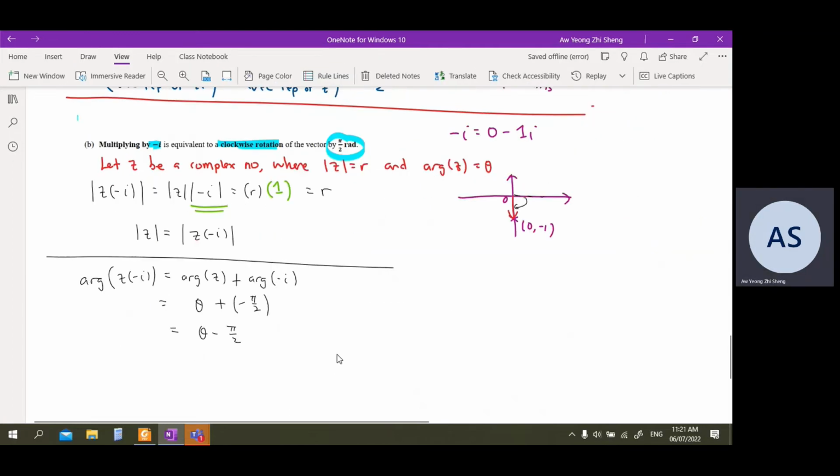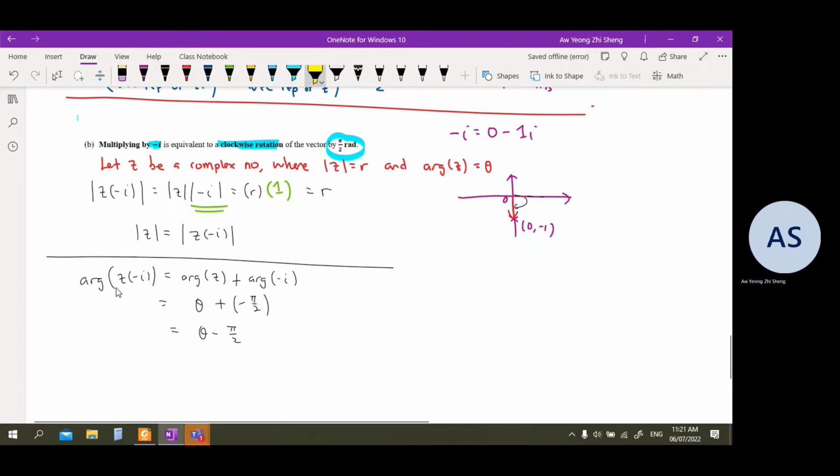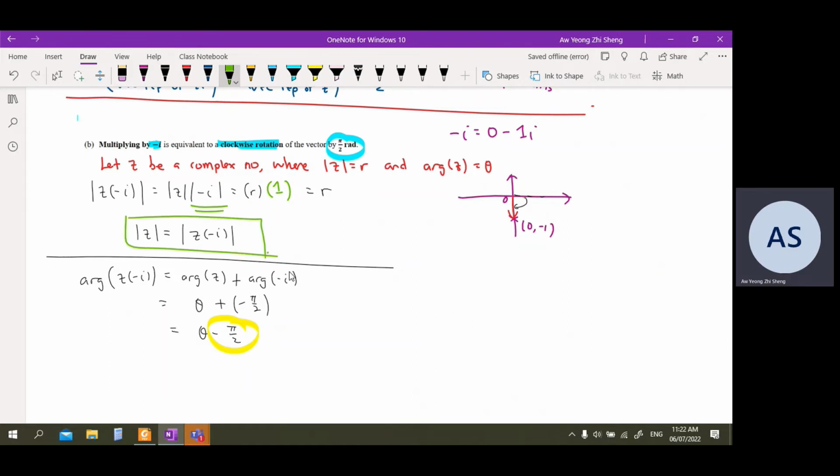So when we multiply the complex number z by negative i, the argument, which is originally theta for z, becomes reduced by pi over 2. Or in other words, the vector's direction gets rotated in the clockwise direction by 90 degrees. At the same time, the length remains the same, because earlier we had the result that the modulus of z is the same as modulus of z times minus i.